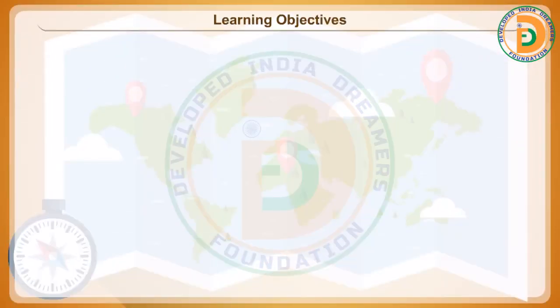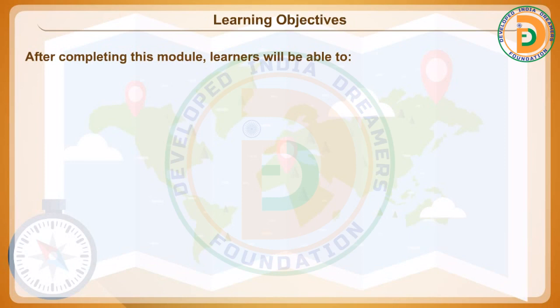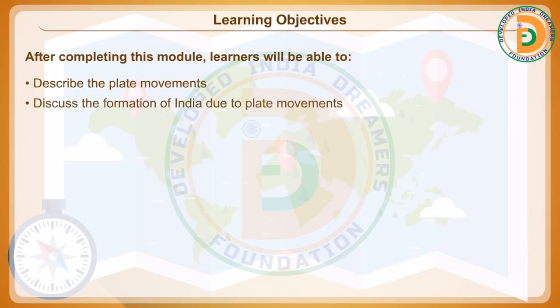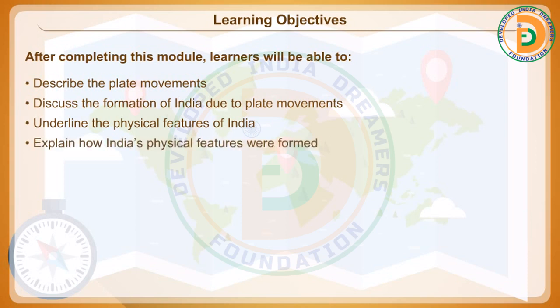Learning objectives. After completing this module, learners will be able to describe the plate movements, discuss the formation of India due to plate movements, underline the physical features of India, and explain how India's physical features were formed.